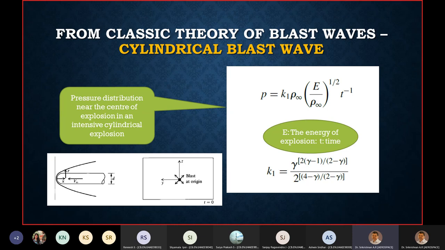Okay, now how is that done? Our demonstration is what we are trying to do here, based on results for a blast wave. What is a blast wave? Initially I had shown the propagation of waves, both some experimental photographs as well as some numerical simulations.